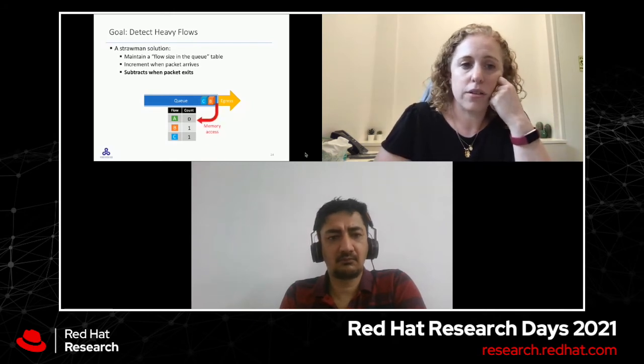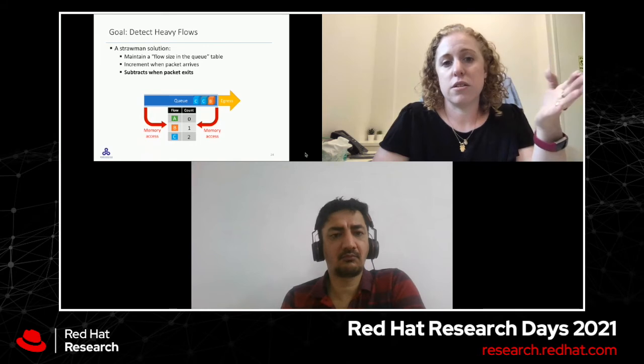So we want to measure the packets in the queue at any given time. When we want to do this, we can think about a straw man solution that, for example, maintains a table of the flow sizes in the queue. When a packet arrives, we increment the counter. Another packet arrives, we increment again. And finally, when a packet leaves the queue, we decrement the counter. However, we could have another packet coming into the queue, and in this case we would have the possibility of concurrent access to this table.